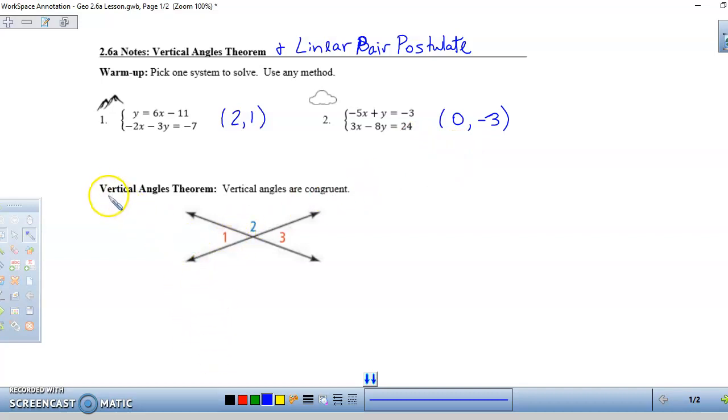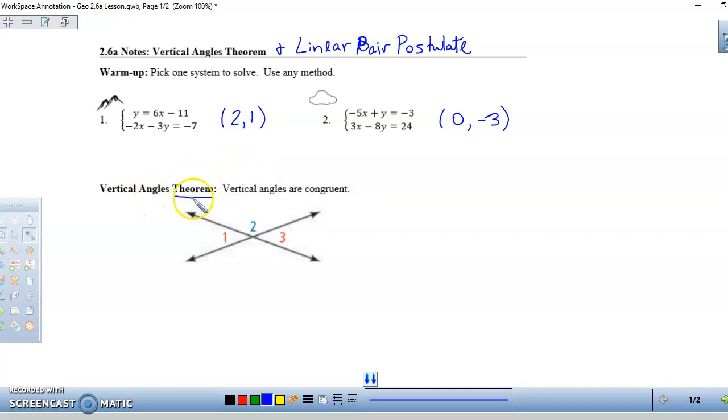So first, we have the vertical angles theorem. Now this word theorem is probably new. Really, it's just a logic word that means that you should prove it to be true before you use that. Now, we're not going to do any proofs this year in this class. We normally do, but we just don't have time. So whether you use the word theorem or whether you use the word postulate, which we'll get to in a second, it doesn't actually matter for us.